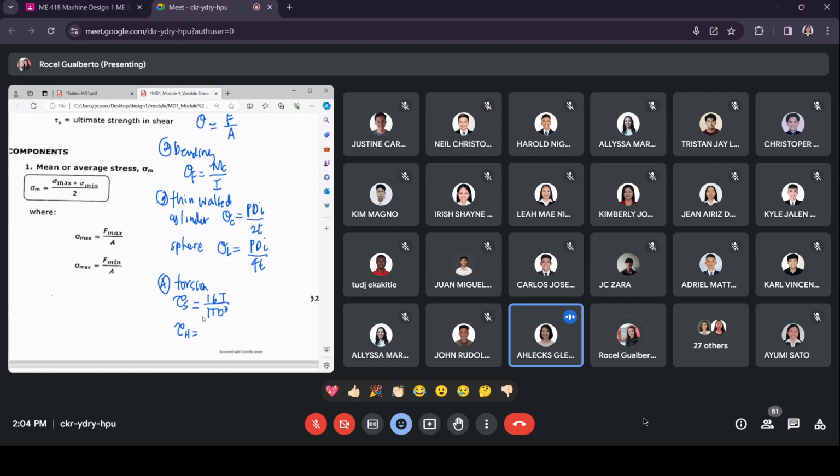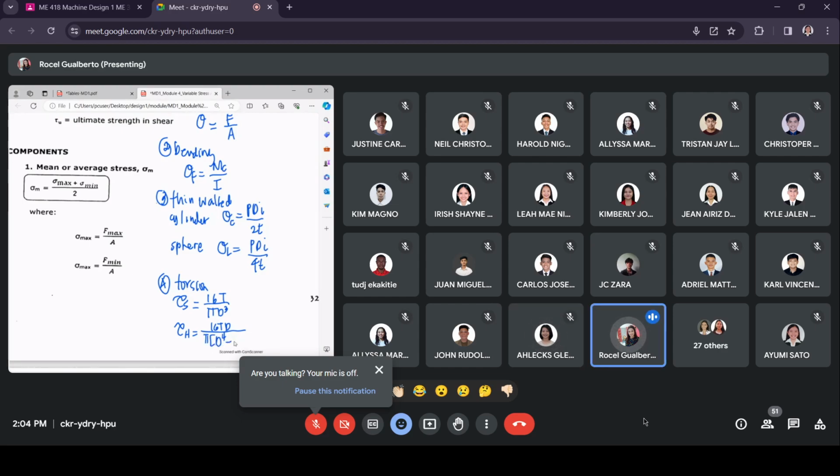16 T capital D over pi times capital D raised to 4 minus small d raised to 4. Correct. Okay? 16 TD over pi times D to the fourth minus d to the fourth. So these are the equations that we use on our simple stresses. So the same equation would be used for the variable stress.